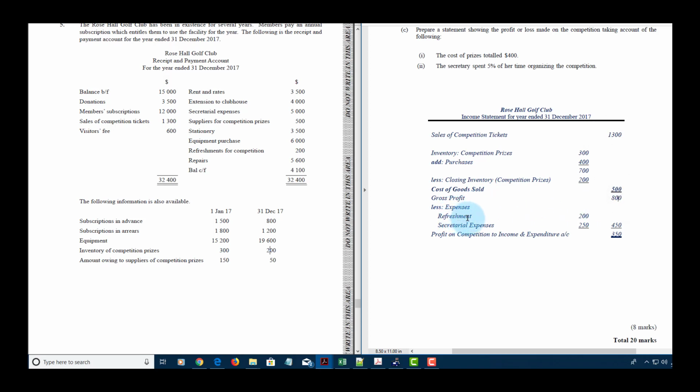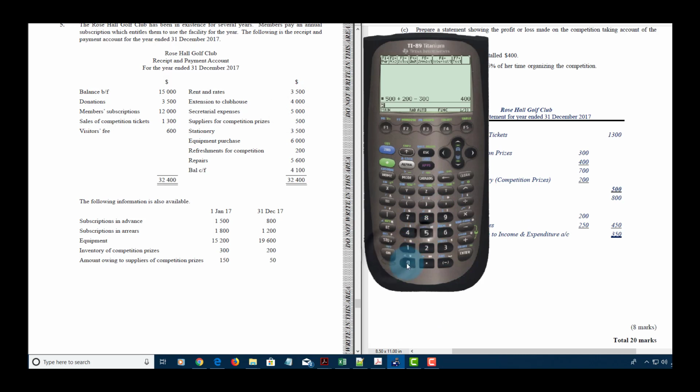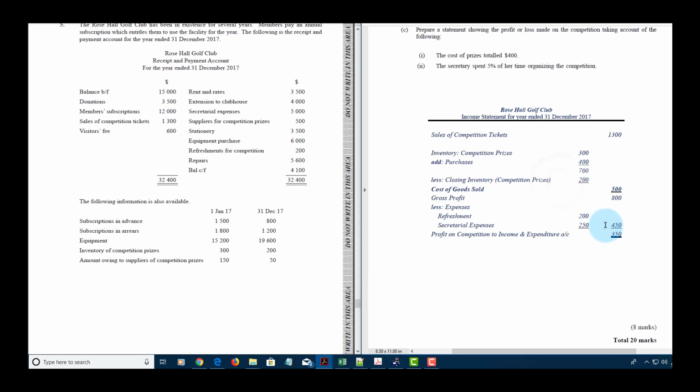Now we're going to take away from that refreshment for the competition, which is an expense of 200, and the secretarial expense of 250. Now that 250 was calculated by looking at the 5,000 and multiplying it by 5%. At the end, we had a profit on competition, which is to be transferred to the income and expenditure account as an income item of $350.